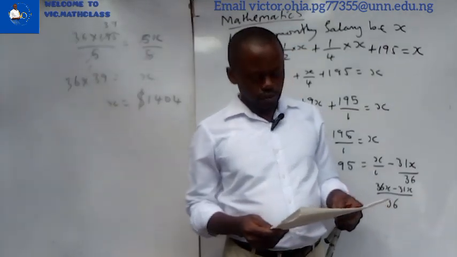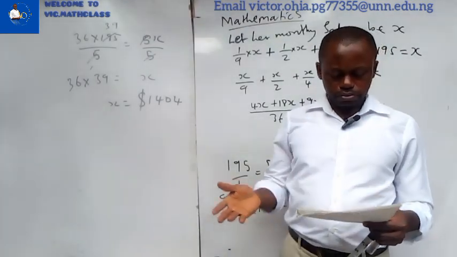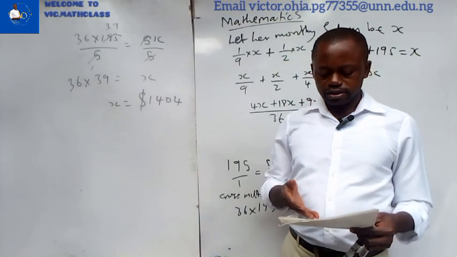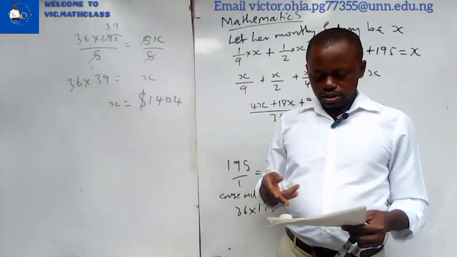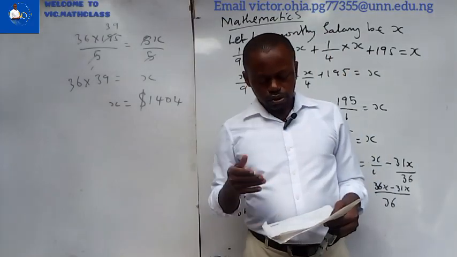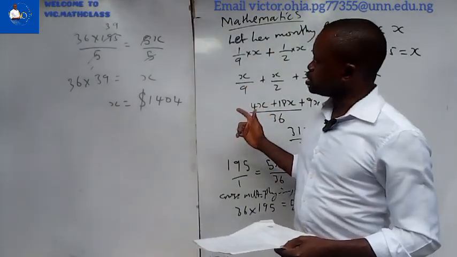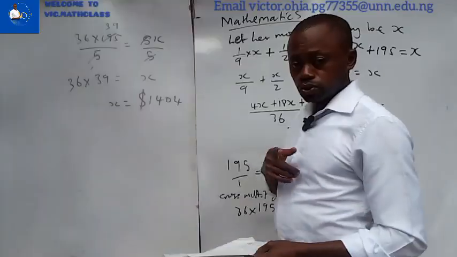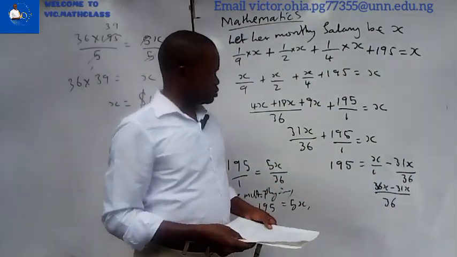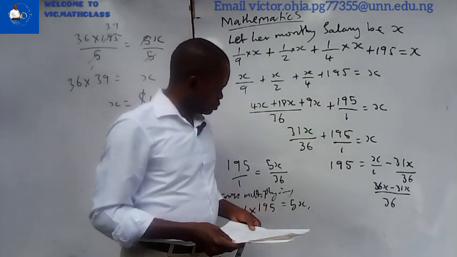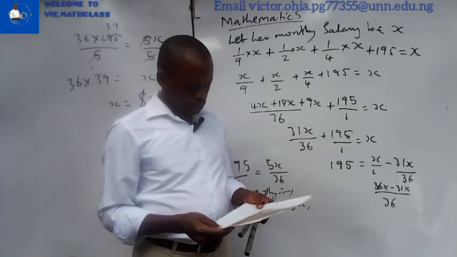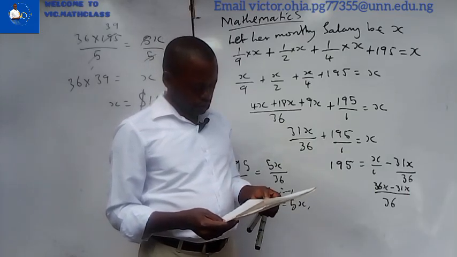If you still want to verify, you can go back and take 1/9 of this amount of money, half of it and 1/4 of it, and check whether the leftover is going to be 195. But I am pretty sure that every calculation we did here is in order. You too, verify that the logic is very, very in order.